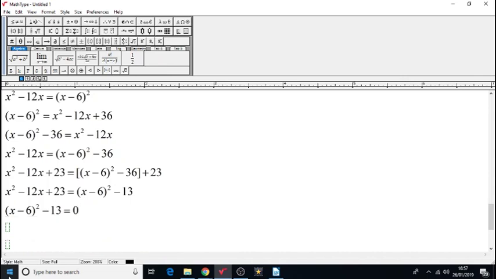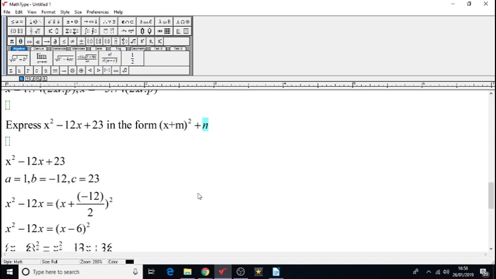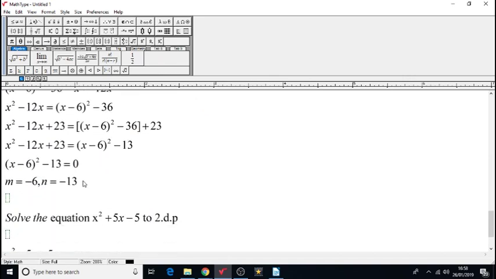Write down what m is equal to. So m is equal to minus 6 and n is equal to minus 13. Just to show how you truly understood the question and you've truly put it back into that form. You'd write, because you've written in this form of (x plus m) squared plus n, just to show you've truly understood the question. Write down what m is equal to and what n is equal to, and you're done.